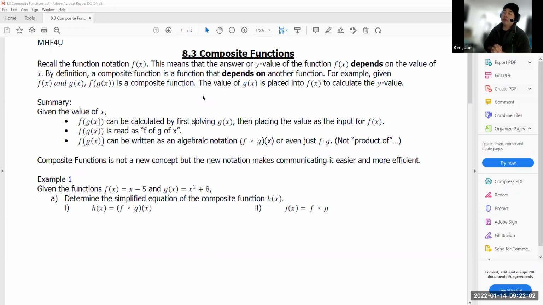This is 8.3. It's something called composite functions. It's just a special name for something you have already done. What are composite functions? In a nutshell, it's when you have a function that is inputted inside another function. So for example, g of x is inside f of x. So these are the two components.